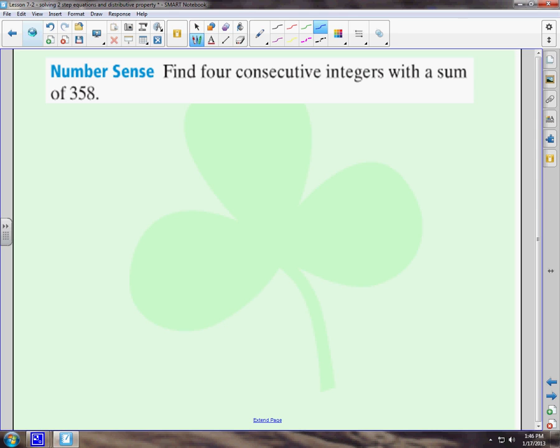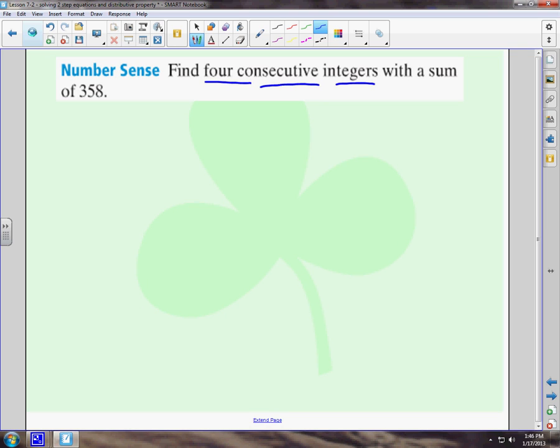Okay, so I want four consecutive integers. So here's my first integer, x. I'll color code them so you can see. My second integer is x plus 1. My third is x plus 2. And then my fourth is x plus 3.